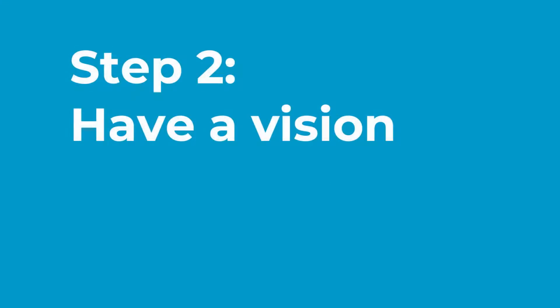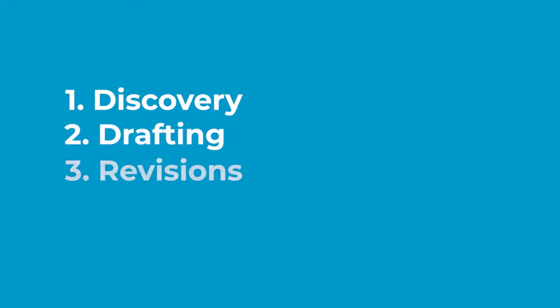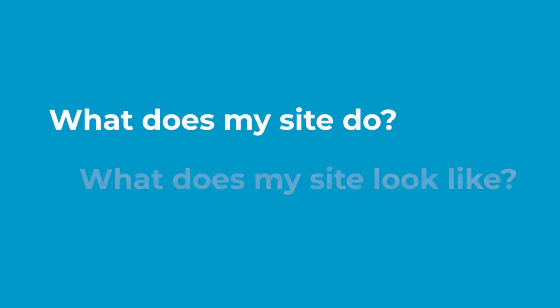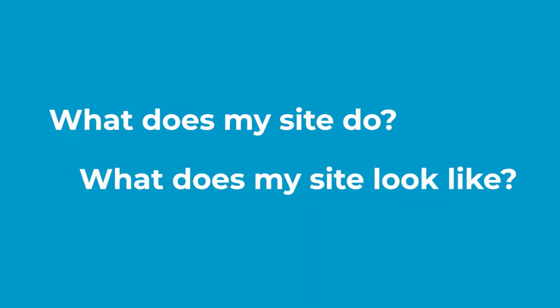Step 2. Have a vision. The design phase of a website consists of 3 parts: discovery, drafting, and revision. By having a clear vision of what you want your site to do and how you want it to look, this process can be reduced from weeks to days.